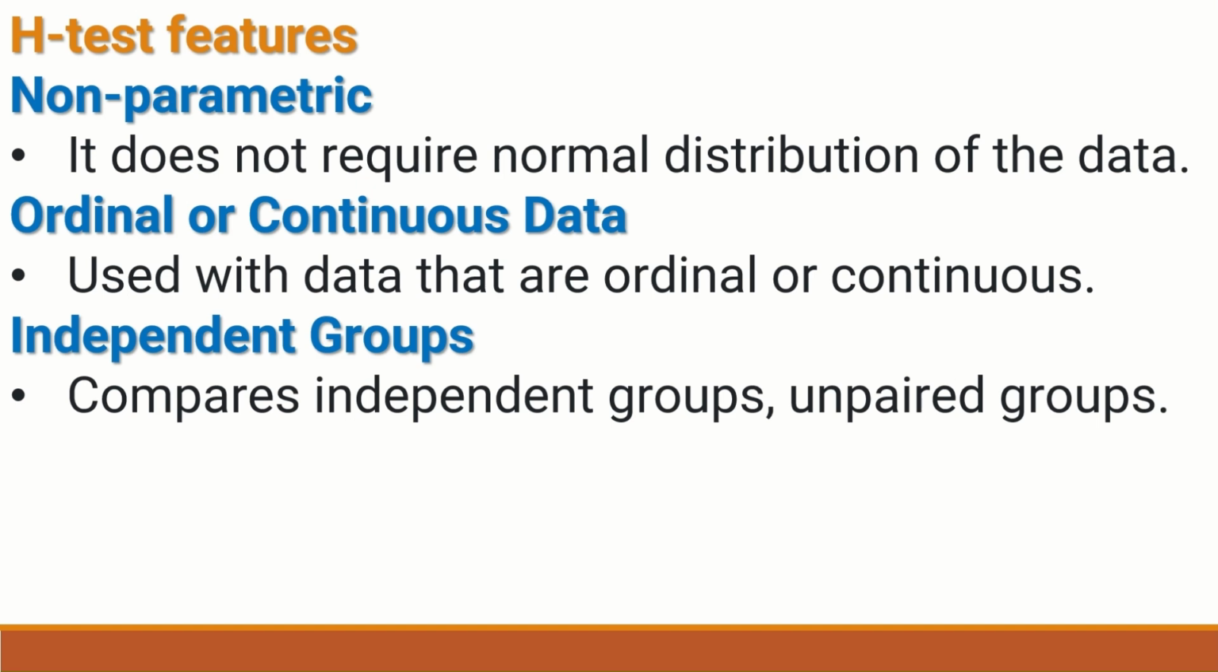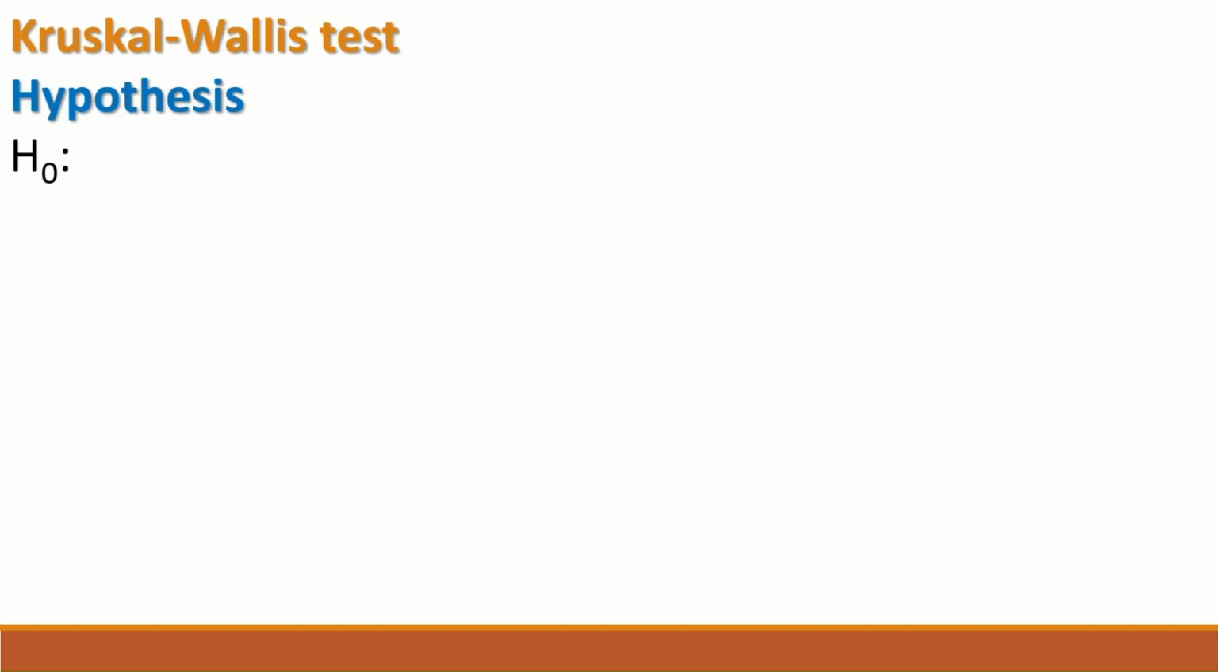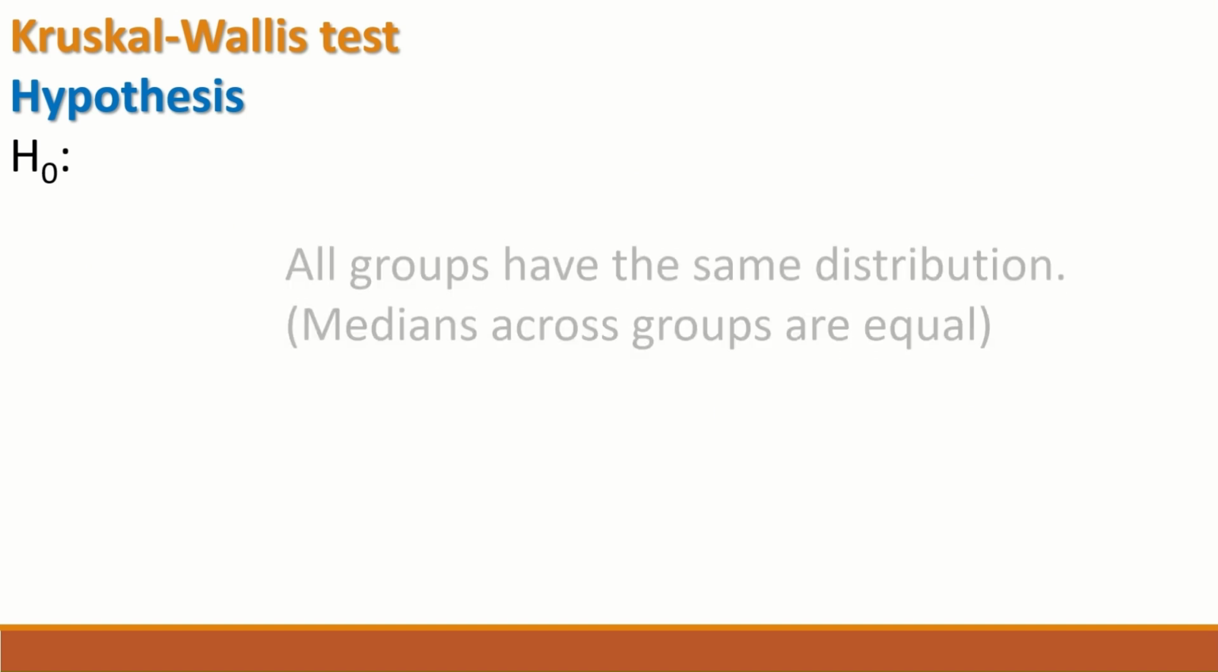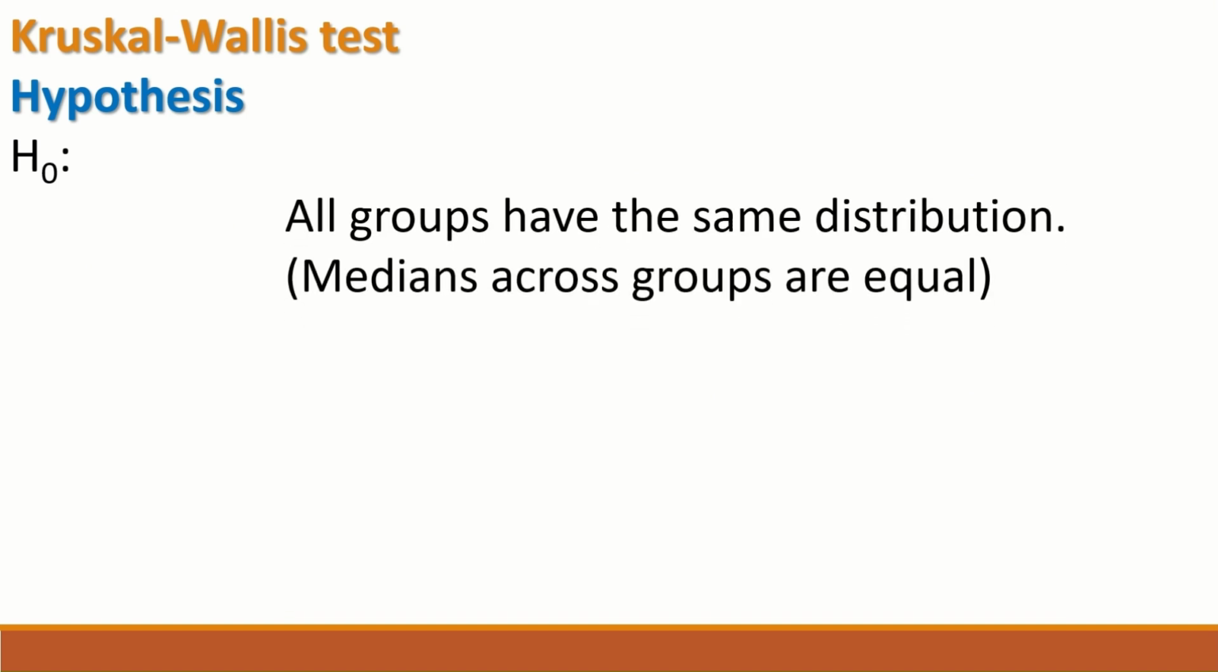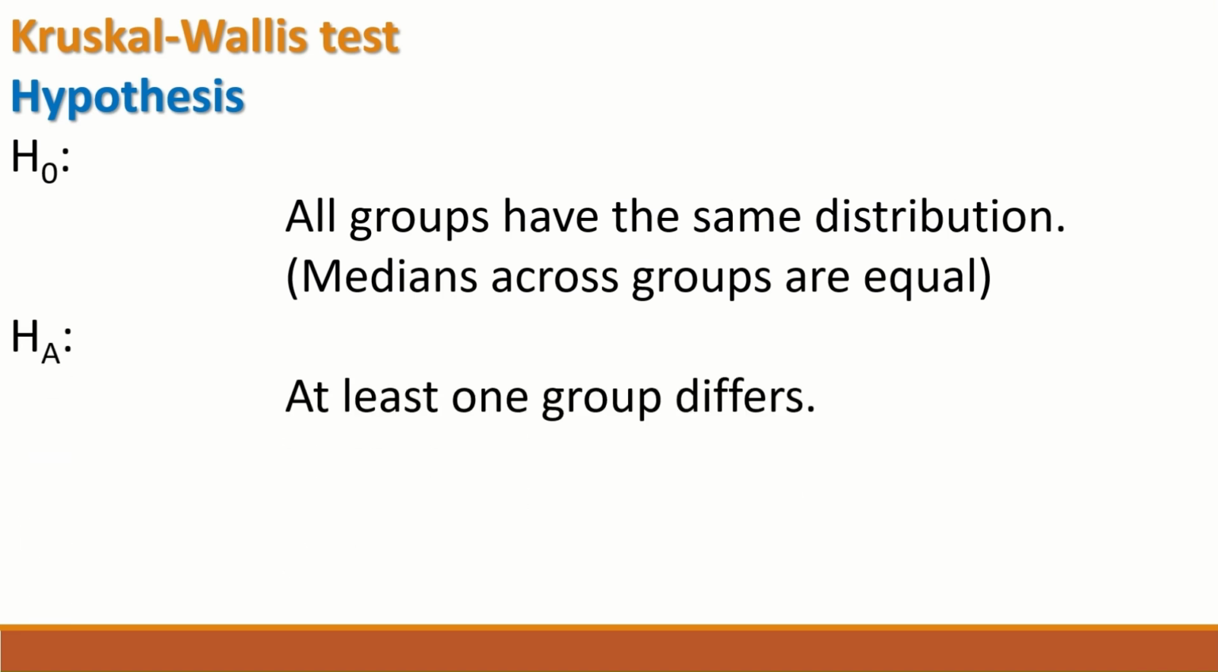So to perform the Kruskal-Wallis test, a null hypothesis has to be generated, and that null hypothesis will state that all groups have the same distribution, which means that the medians across all groups are equal. The alternative hypothesis will state that at least one group differs, so there is a difference between those multiple groups. If the p-value is less than 0.05, then reject the null hypothesis.